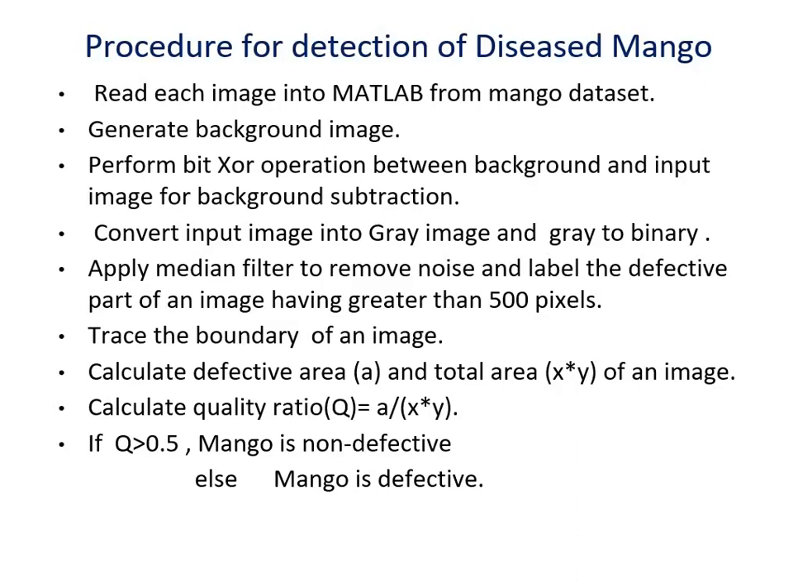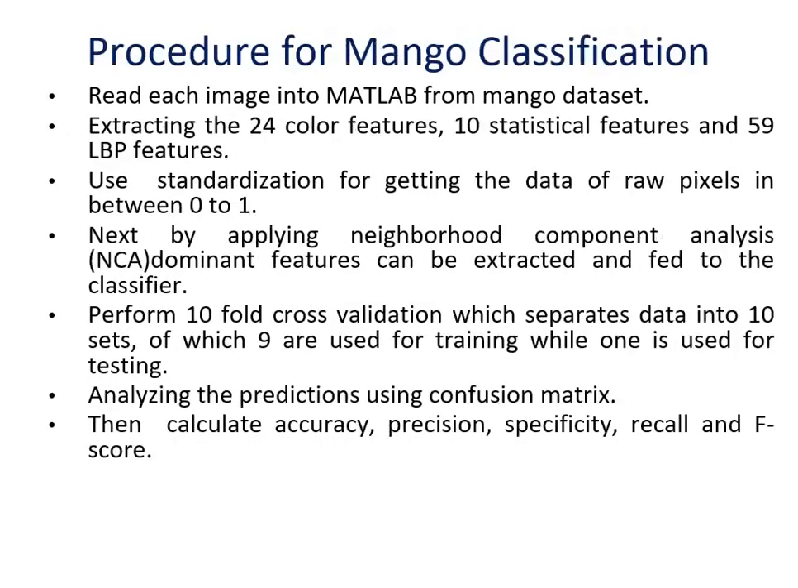If the connected component area is greater than 500 pixels, we trace the boundary of the image. Then we calculate the defective area and the total area, and the ratio of defective area to total area is given as the quality ratio. If the quality ratio is greater than 0.5, then it is considered a non-defective mango and it is used for further processing, else the mango is defective.